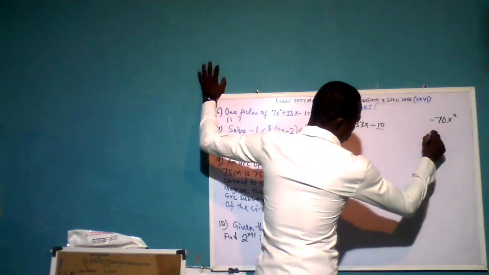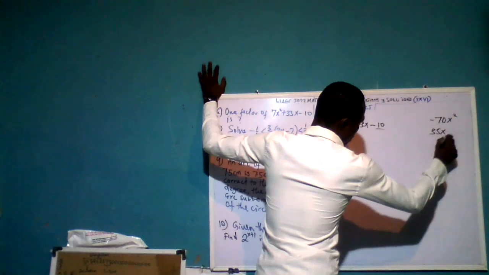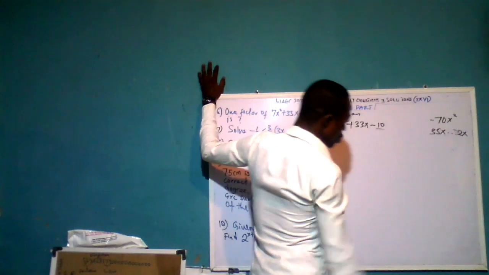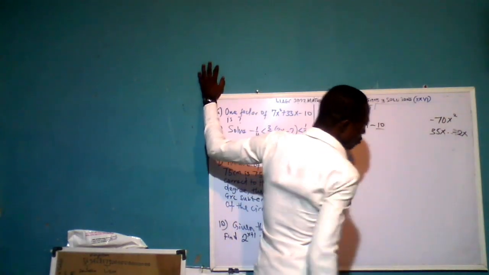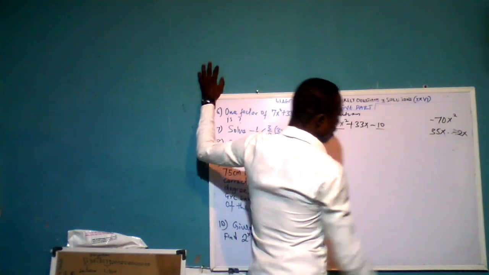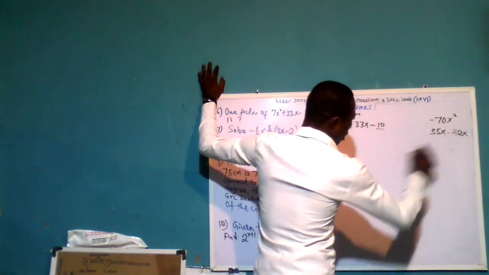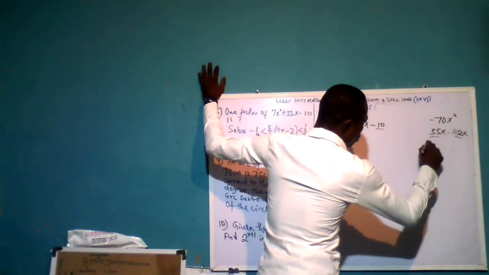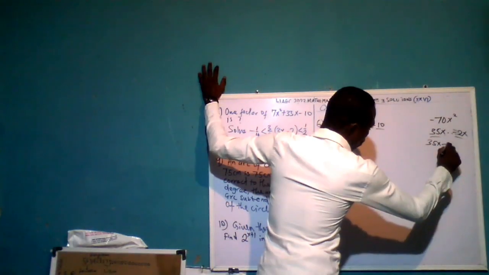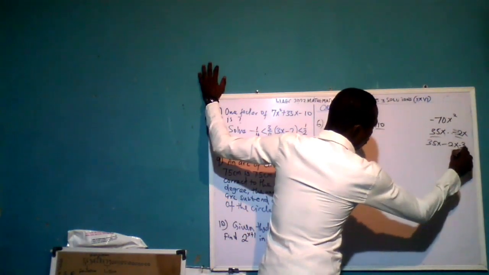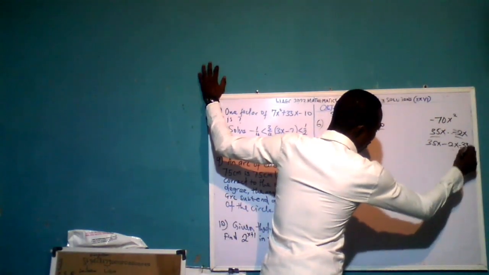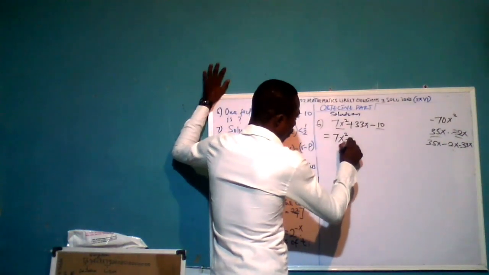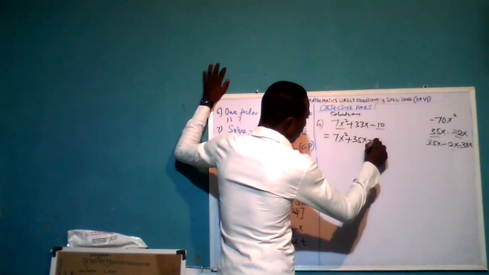And you have 35x multiplied by 2x will give you 70x squared. But of course, if you have negative 2x multiplied by 35x, it will give you negative 70x squared. And at the same time, if you add 35x and negative 2x together, it will give you 33x. So therefore, we're going to substitute 35x minus 2x for 33x in this equation, and if you do that, you have 7x squared plus 35x minus 2x minus 10, right?